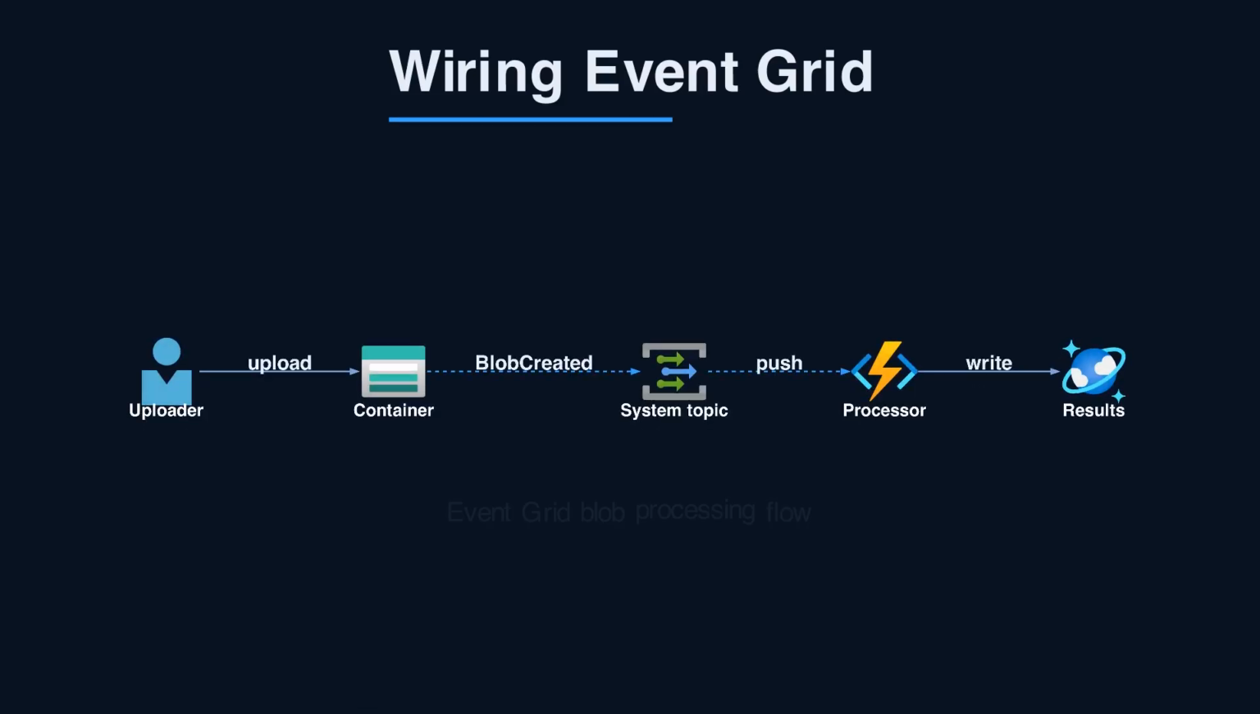Architecturally, the EventGrid path looks like this. Your client uploads a blob to Azure Blob Storage. Storage publishes a blob created event to an EventGrid system topic. An event subscription filters on the event type and the container prefix, then pushes to your Azure function.